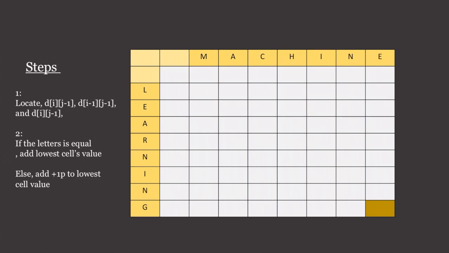Let's dive into it. We want to compare learning to machine. So what is the cheapest way to convert the string learning to machine? We start by initializing a matrix, as you see in the table, and we initialize the first column and the first row. We start with 0 on the first cell, and we increment each cell with +1 until the length of the word.